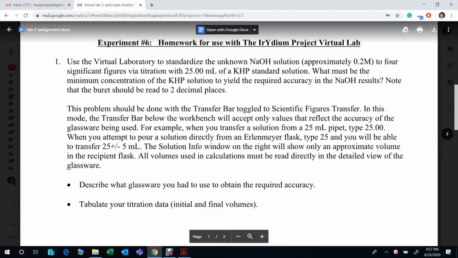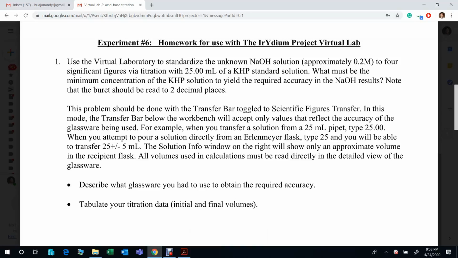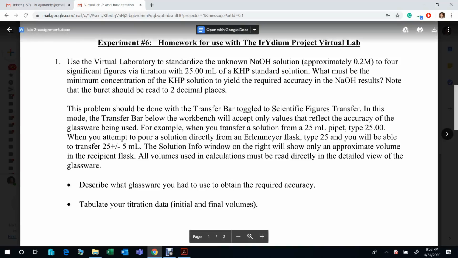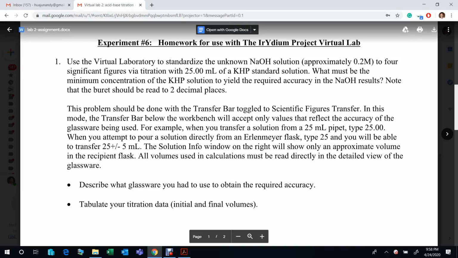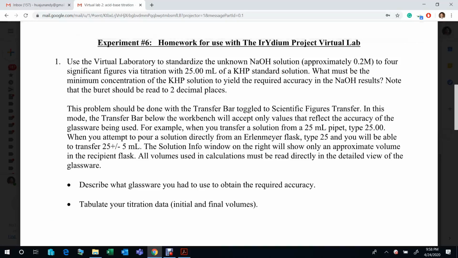Okay, that's the rough concentration, to 4 significant figures via titration with a 25.0 milliliter of a potassium HP standard solution. What must be the minimum concentration of this solution to yield the required accuracy in the sodium hydroxide results? Well, so you can read this, and this information is very important. And then in the following, I will show you how to do the experiment, do the virtual lab.